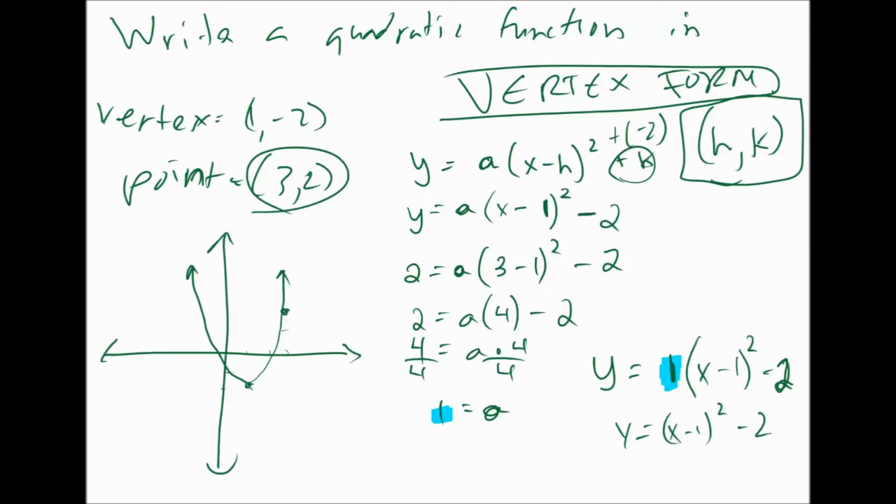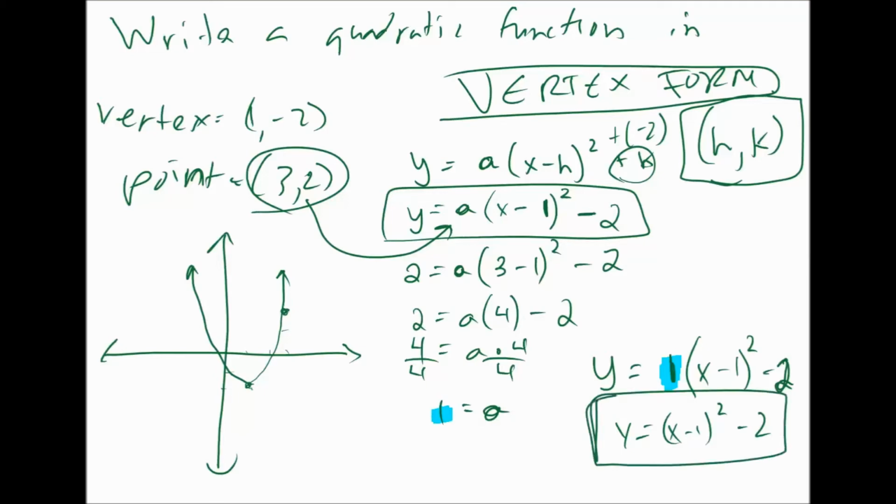So basically, most of the problem is done for us in this step. We just plug in that point to x and y to find the a. That's the only thing we're missing. Once we plug in a, we leave it in that form. Y equals x minus 1 squared minus 2. And that's our answer for the first part.